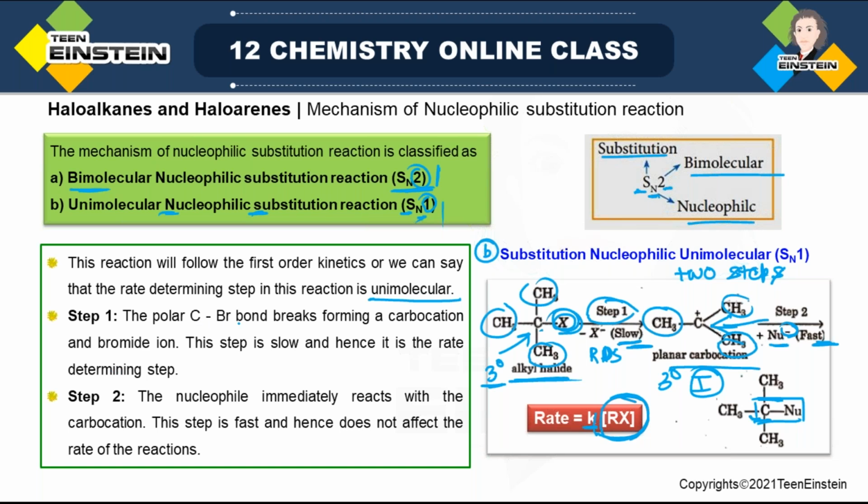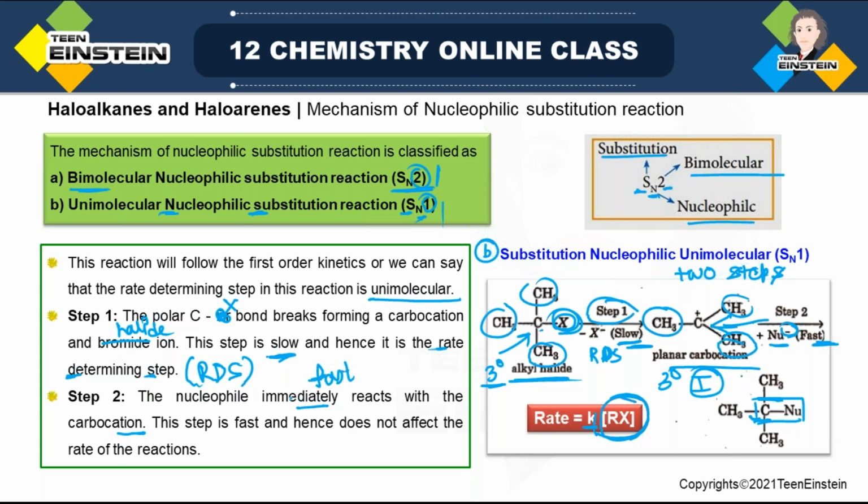Here what happens? The carbon bromine, better I write X because that is more general. The carbon halogen bond breaks and it forms a carbocation and halide, that is X minus. So this step is slow and hence it is the rate determining step, that is RDS. And in the second step, the nucleophile immediately reacts with the carbocation, that is why it is fast.